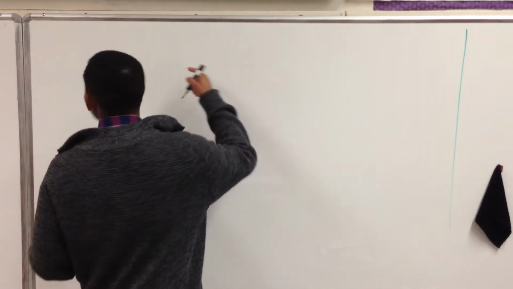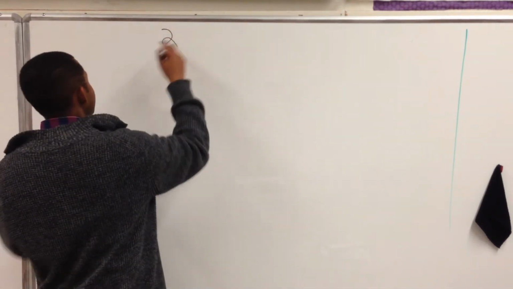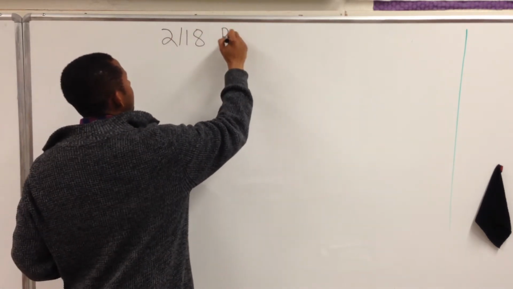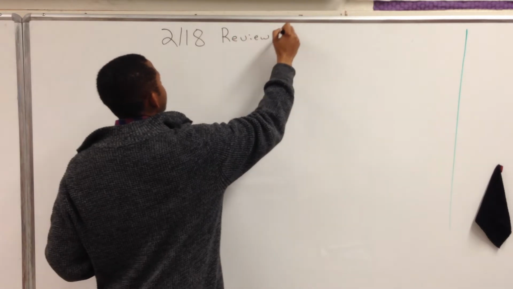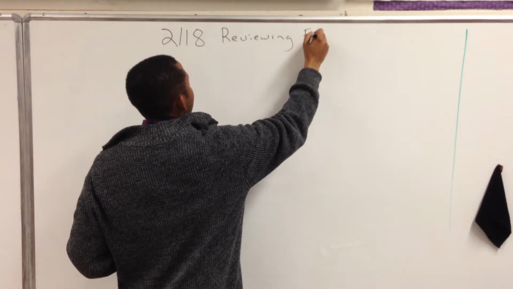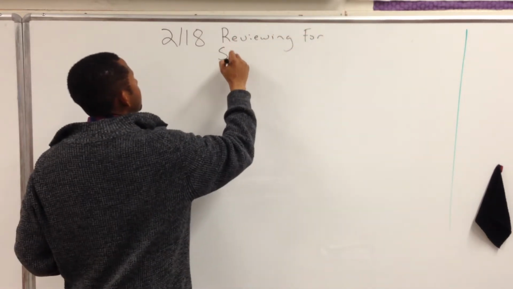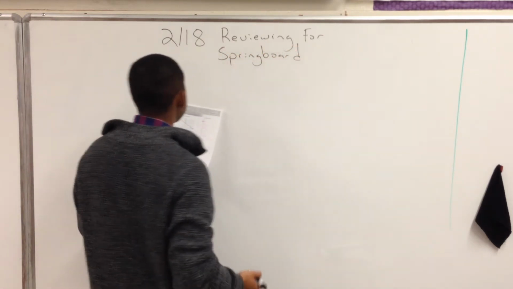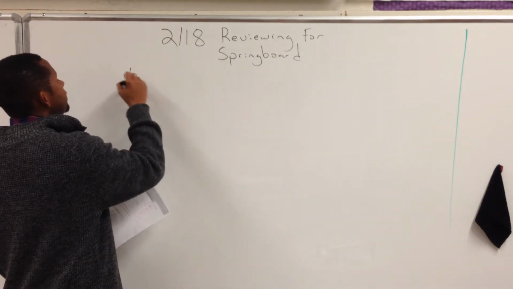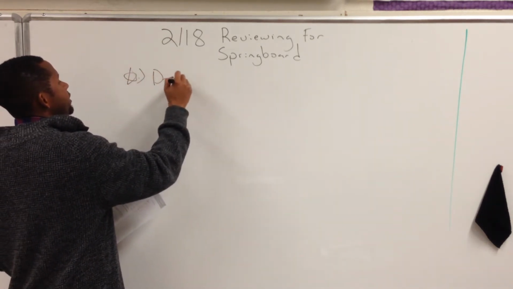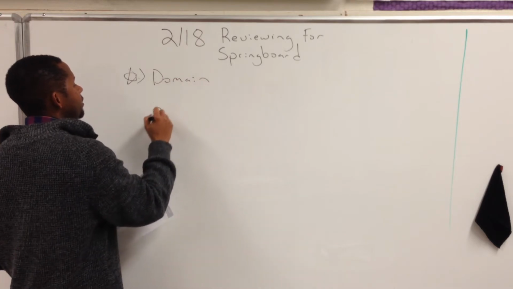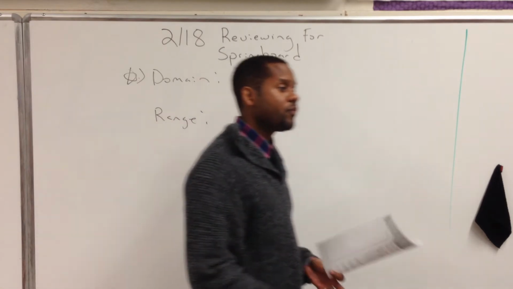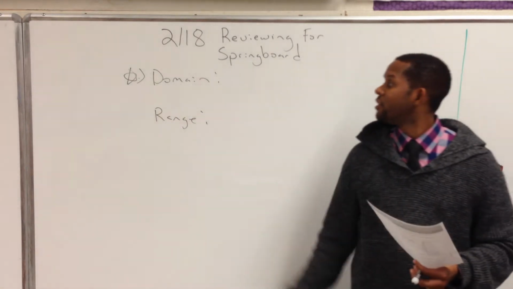Okay? So go ahead and put today's date, which is 2/18. And we are reviewing for Springboard. Okay? So first thing you need to know is you need to know domain and range. So you should write those two words down. Domain and range.